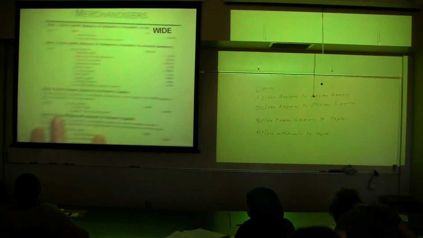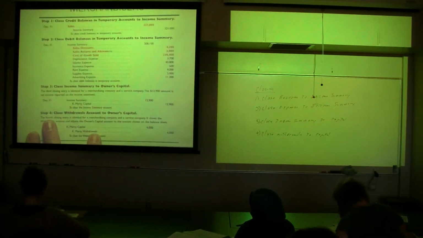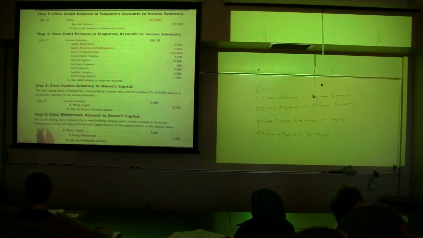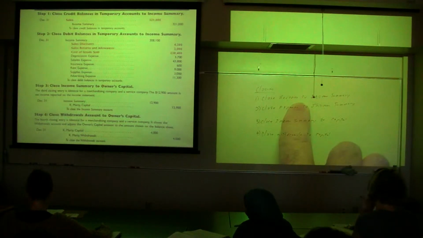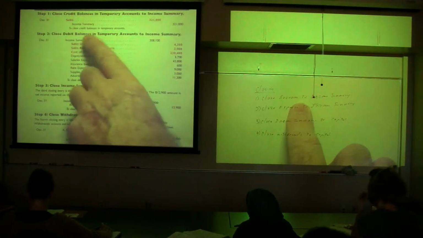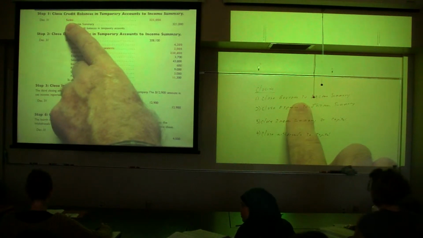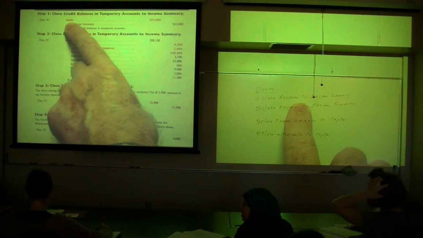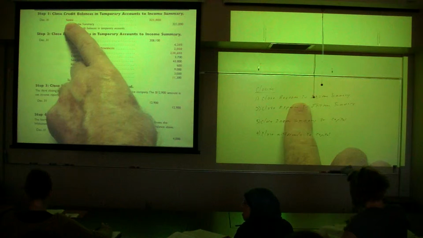Okay. Under the perpetual system, here's what they look like. It's the same 4 steps. So it's the closing entries for a merchandising business. Step 1 over here is close revenue to income summary. The only thing that's different about it now is the name for the revenue account in a merchandising business is sales. Okay? This is kind of a unique name for that.